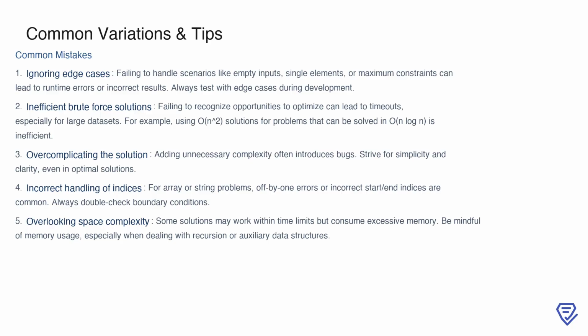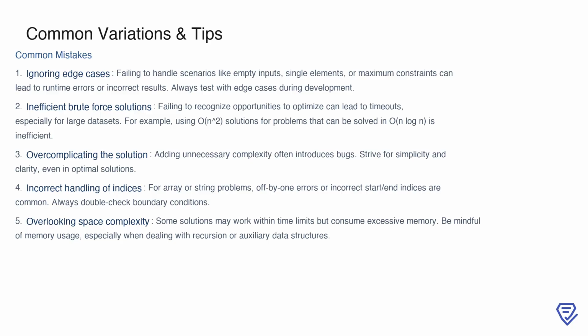When tackling problems like longest chunked palindrome decomposition, there are several common mistakes to watch out for. First, ignoring edge cases can lead to runtime errors or incorrect results. For instance, scenarios involving empty strings, single characters, or maximum constraints often reveal gaps in the code that standard test cases might miss. Always ensure your solution handles these edge cases explicitly. Next is relying on inefficient brute force solutions. While they might work for small inputs, they can result in timeouts on larger datasets.